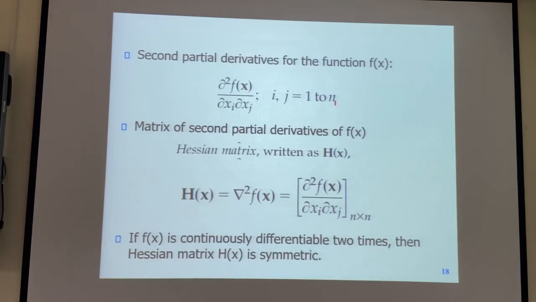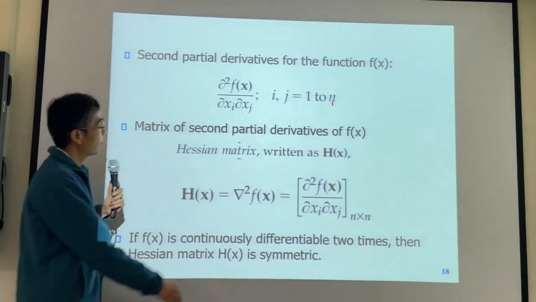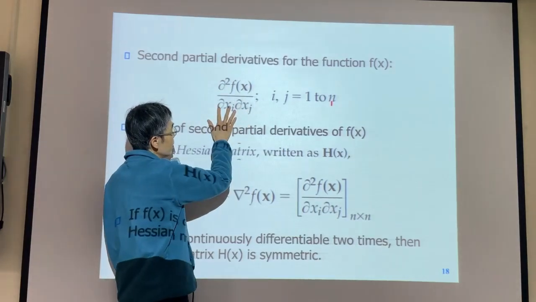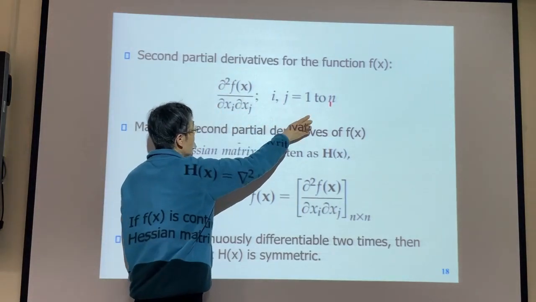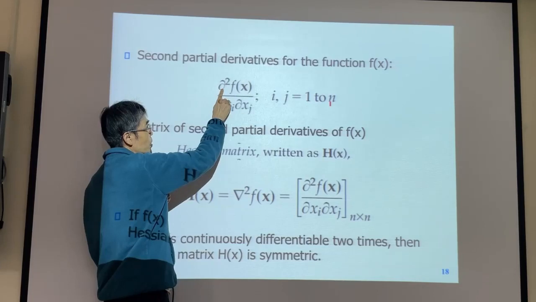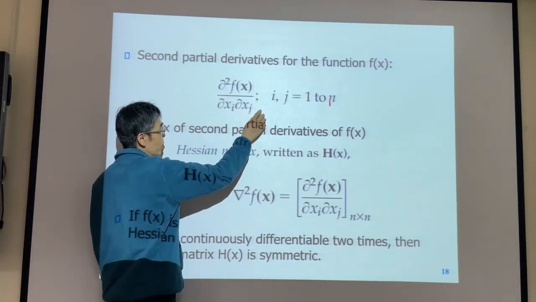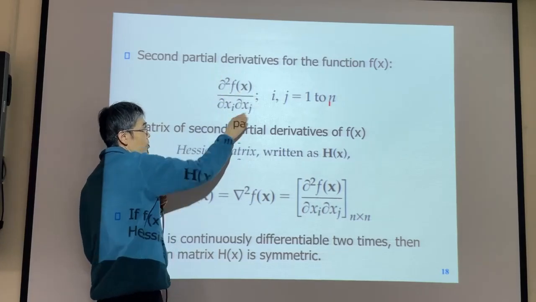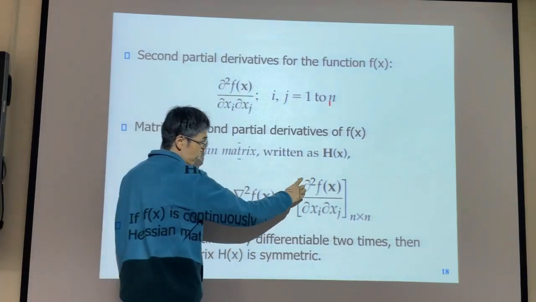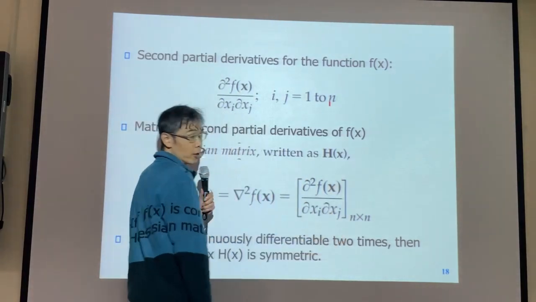Also, for this symbol, ij from 1 to n means partial f, partial x1, partial x1. Then this one is a matrix. So we take this one here, matrix.